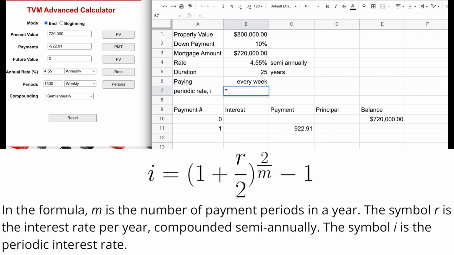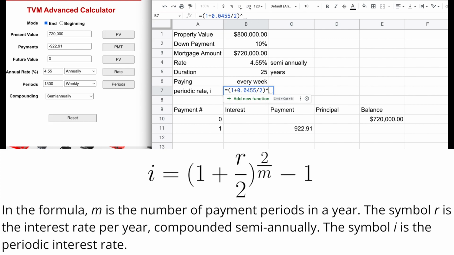So I'm going to say equals 1 plus the interest rate, which was 4.55%. So I need to enter that in as the decimal, 0.0455, and I'm going to divide it by 2. That was part of the formula. Close the bracket. Now we get to the exponent. The exponent in a spreadsheet is the hat button, which you could find as Shift 6.